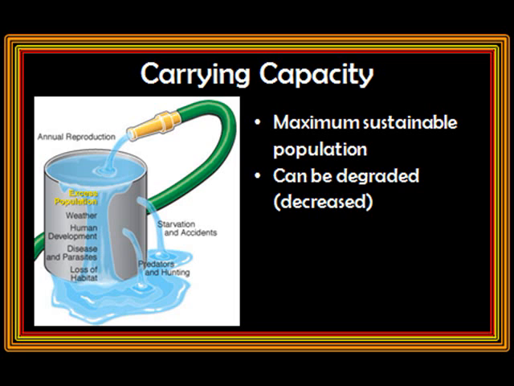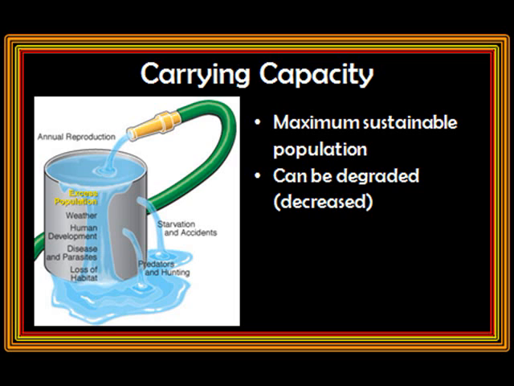Now, a common analogy for the carrying capacity is, let's say that you have a bucket. And that bucket's going to represent your population. Every drop of water you add is like adding individuals to the population. So if you had a hose pouring water into this bucket, that would be your annual reproduction, the members added to your population. Now, if you start to overflow your bucket, that's like having a population that's getting beyond its carrying capacity. That bucket and its volume represents your carrying capacity.